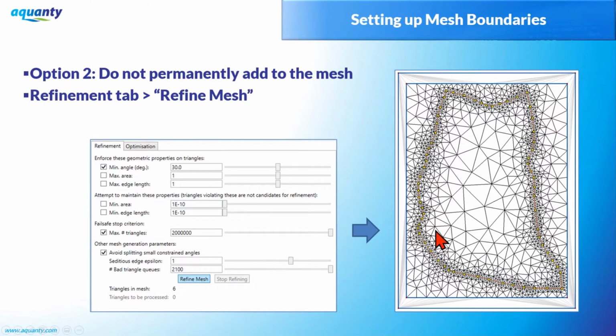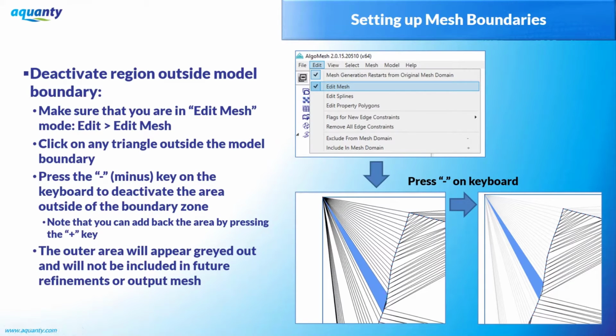In the second option, where we're not permanently adding it to the mesh right away, we would instead go to the Refinement tab and just click Refine Mesh. At this point, you can just leave these default values as is, and then you should get an output that looks something like this. In both of these cases, you would notice that triangles were created outside of our desired model boundary. So in both cases, we have to deactivate the region outside of the model boundary.